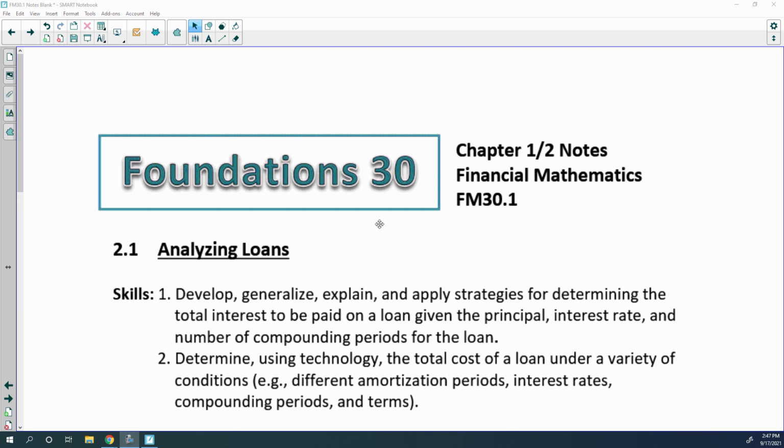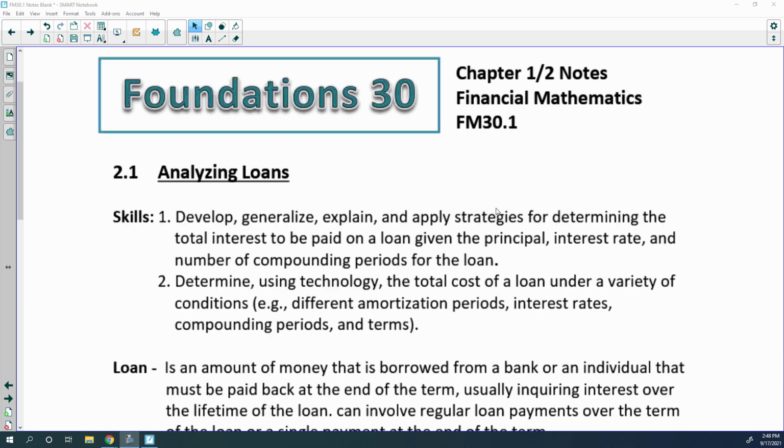For this video, we're going to be focusing on lesson 2.1, analyzing loans. By the end of this lesson, you should be able to develop, generalize, explain, and apply strategies for determining the total interest to be paid on a loan, given the principal, interest rate, and number of compound periods for the loan, as well as determine using technology the total cost of a loan under a variety of conditions. For example, different amortization periods, interest rates, compounding periods, and terms.